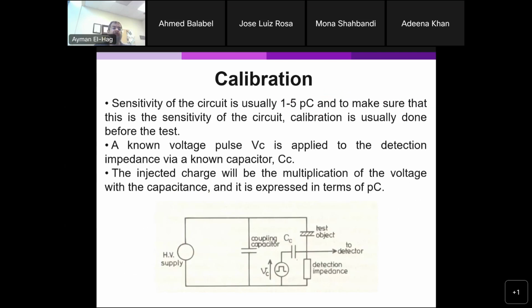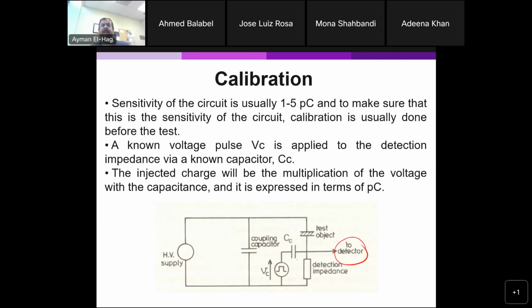Okay, now, before you do the measurement, you need to calibrate, so that you know the sensitivity of your system. Basically, you inject a certain current or a pulsed voltage through another coupling capacitor of a known value. So you inject a known charge. Because you inject a known charge, you will be able to calibrate it. So I know how much I am injecting into the system.